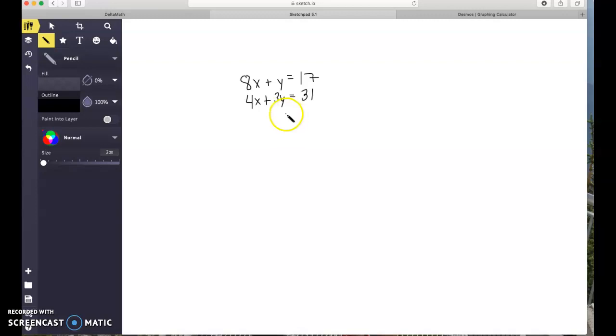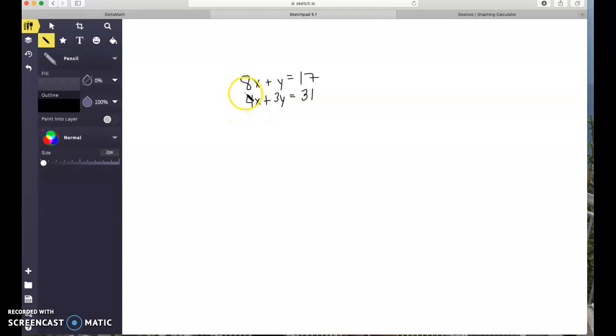So I see a problem we want to solve by elimination. That means I have to have matching variables. My 8 and my 4 don't match. My 1 and my 3 from my y's don't match. So that means I have to create matching variables by multiplying one of my equations. So I could multiply the 4 by 2 to make 8, or I could multiply the 1 by 3 to make 3. Either way works just fine.